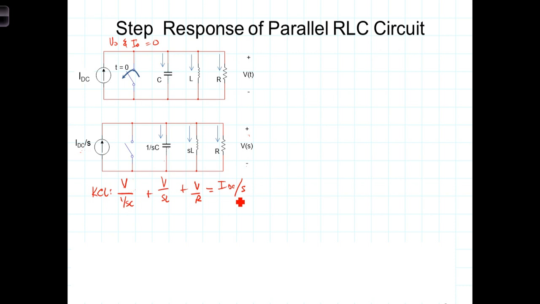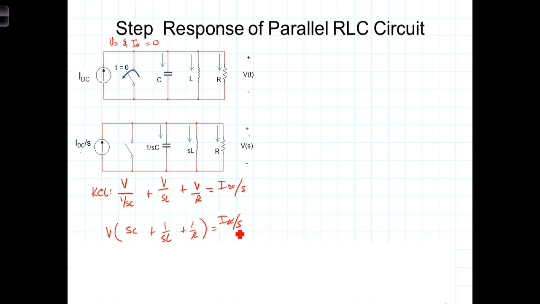Once we know the voltage across this, we can determine the current through any one of those branches by simply taking the voltage and dividing by the impedance. So let's get started here by factoring out the V, and when we do that, we're left with 1 over 1 over SC, that just brings us an SC in the numerator, plus 1 over SL plus 1 over R is equal to IDC divided by S.